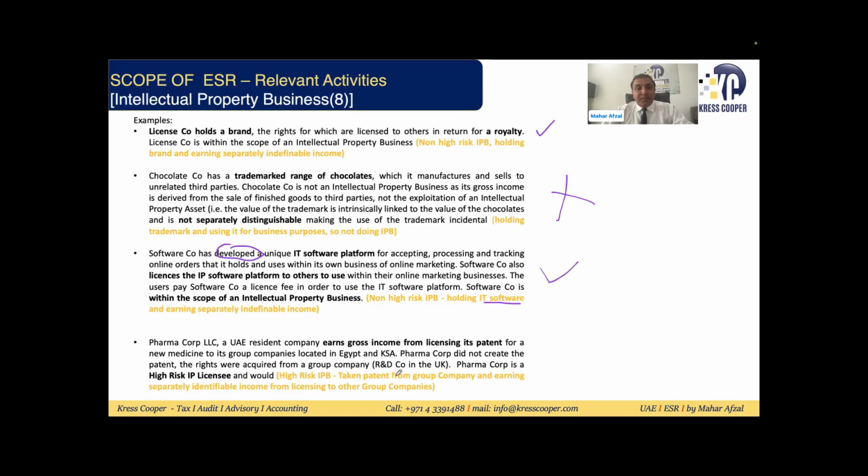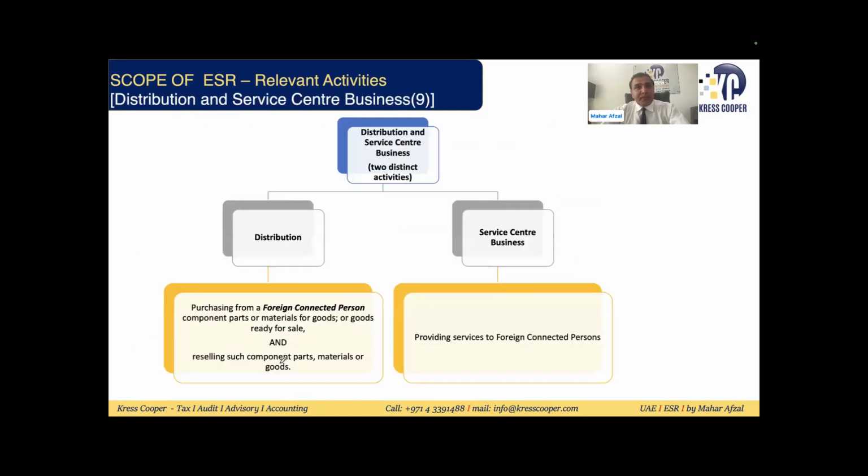Pharma, high risk. Basically they are asking how a resident company earns gross income from licensing a patent for a new medicine to a group company. This is being given to a group company located in Egypt and KSA. Pharma Corporation did not create the patent. They have taken it from the group company and are giving it to the group company. High risk intellectual property business.